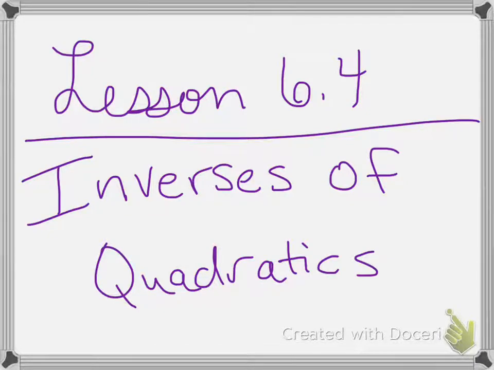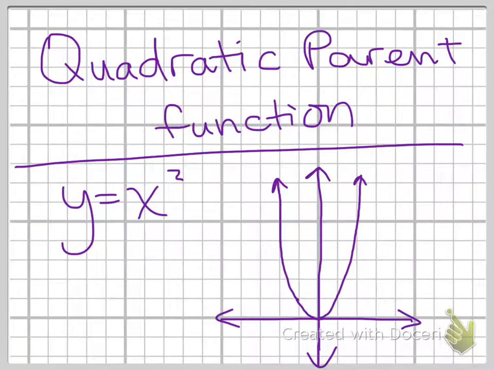This is lesson 6.4, inverses of quadratics. We've talked about inverses before when we talked about linear equations. And so, first of all, let me remind you of what the quadratic parent function looks like. It's y equals x squared, and it's this parabola. And I want to point out a couple things.